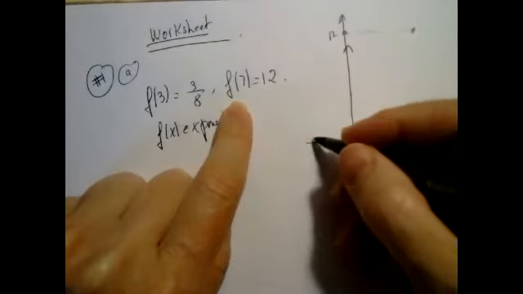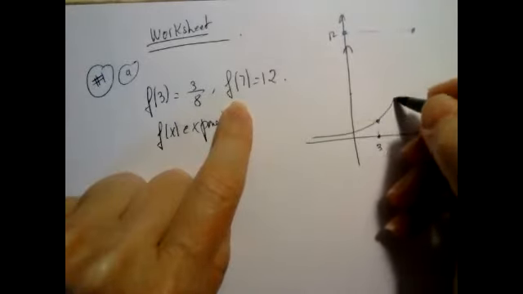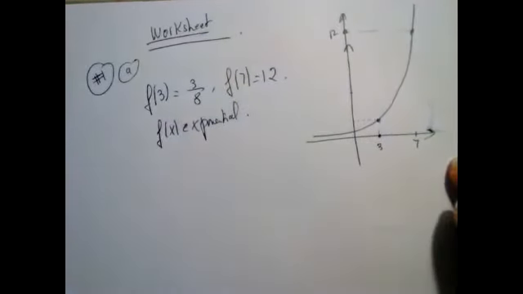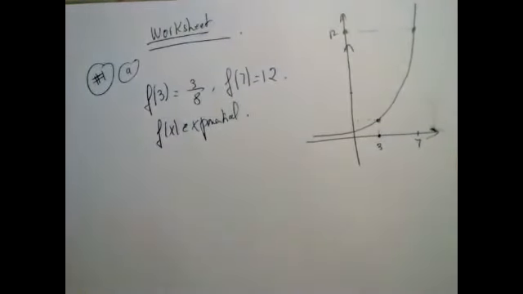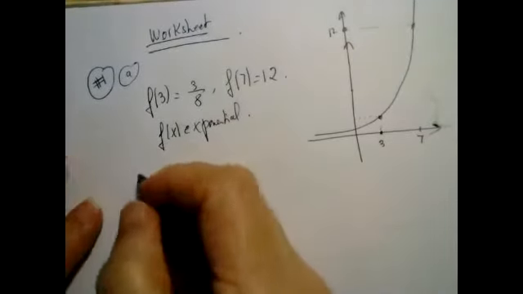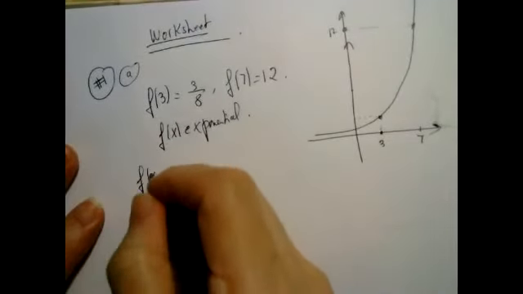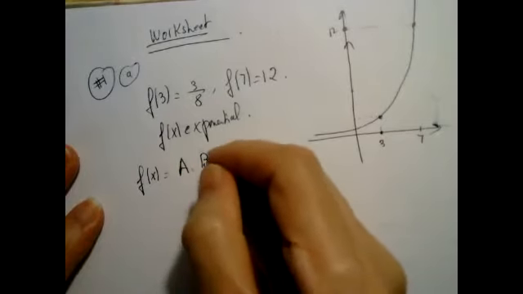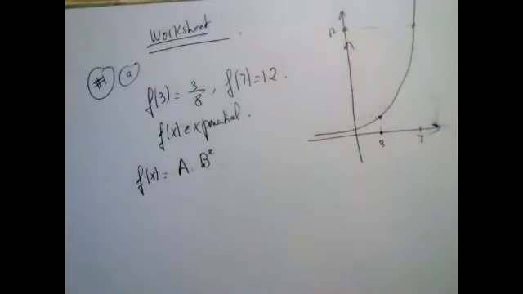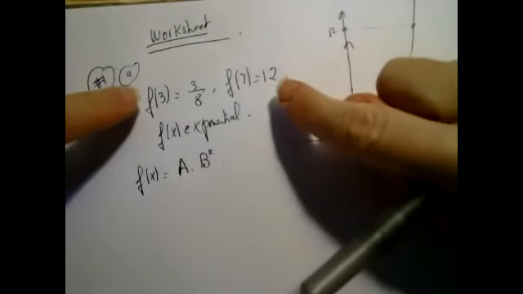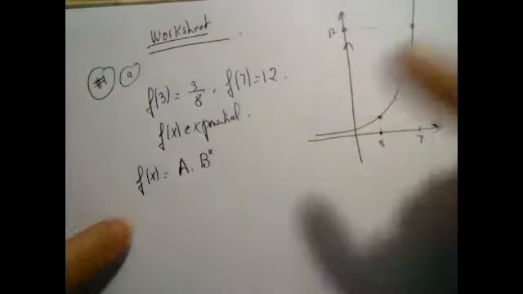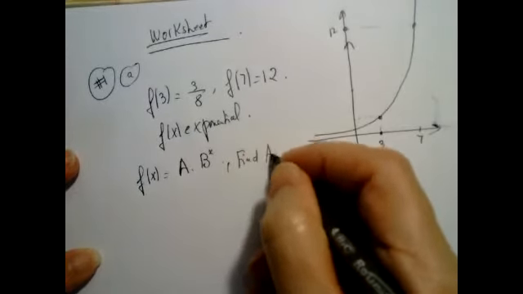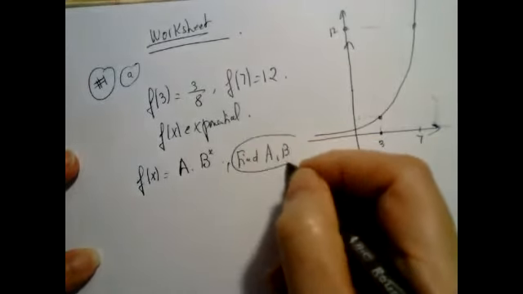And this function is exponential. It means the graph is not a line. It does not grow by the same amount. And the problem is to find a formula. So first we start with the idea that f of x is a b to the x. So that's really our basic form. And now we're going to use those 2 data points to find a and b.